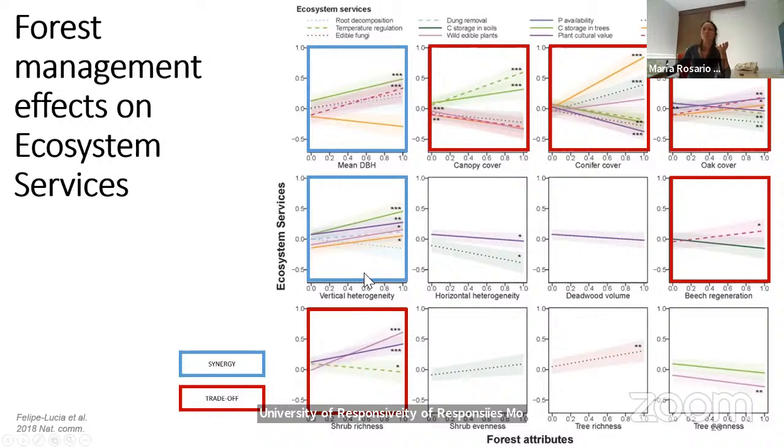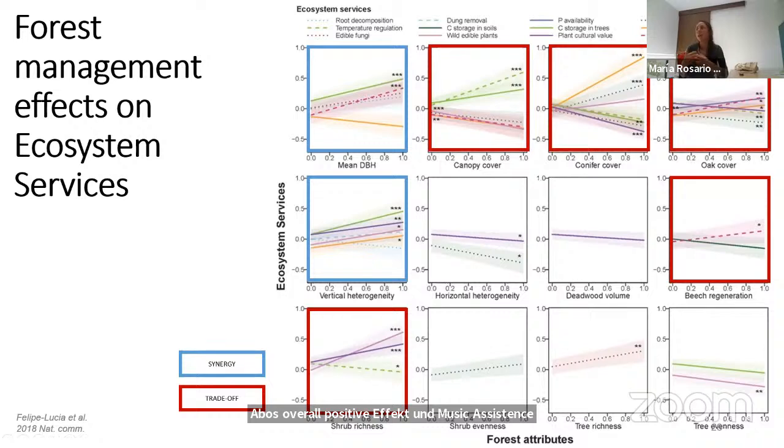So our results clearly show that having larger trees, so the largest mean diameter, this is the diameter at breast height, which is a measure of the size of the trees, and the vertical heterogeneity, that means that in a forest patch having trees of different sizes, so we have a diversity of shapes in the vertical aspect, has generally an overall positive effect on most ecosystem services.